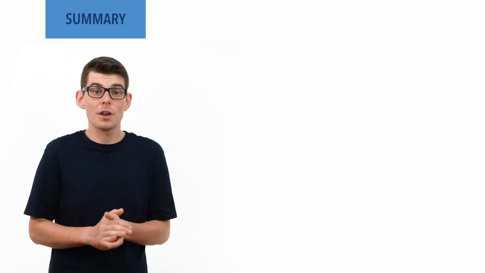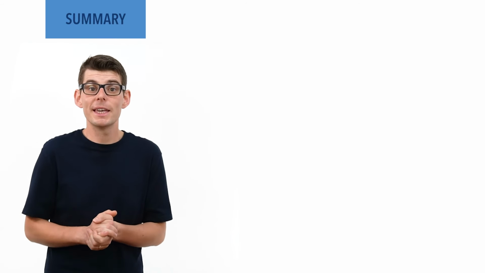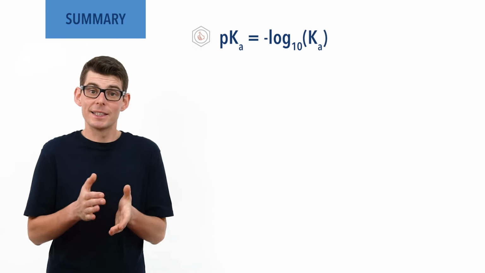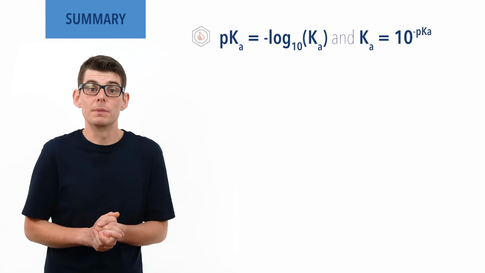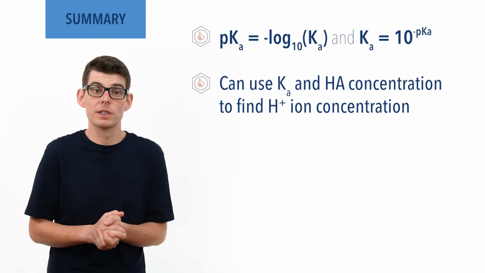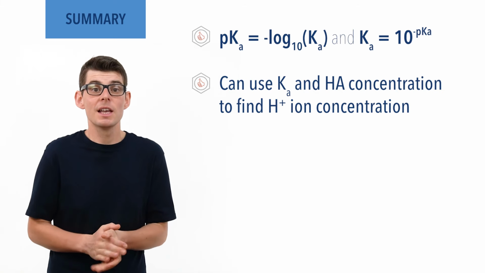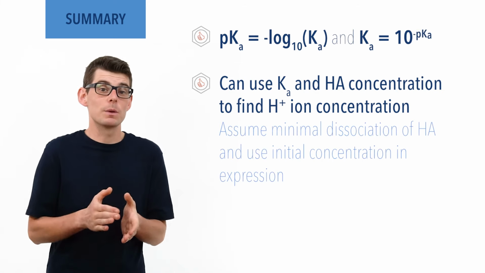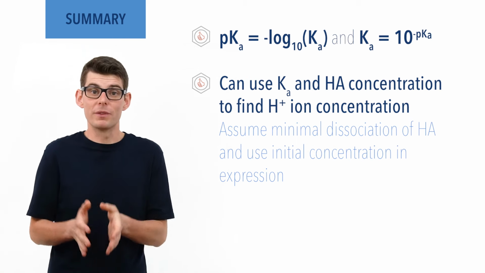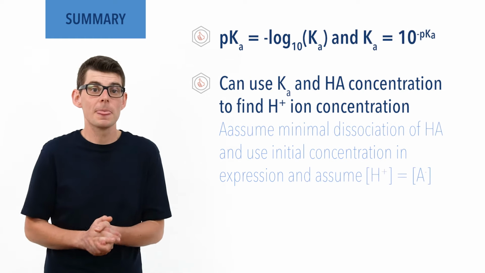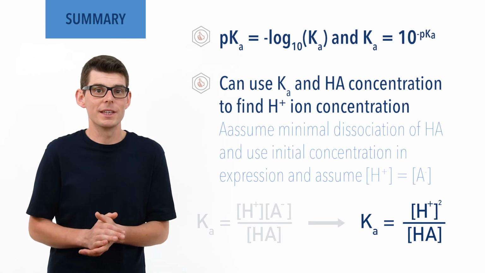To make representing larger and smaller values easier, pKa is sometimes used instead of Ka. pKa equals minus log to the base 10 Ka, and Ka equals 10 to the power minus pKa. Ka values can be used to find the concentration of H+ ions in a solution formed by a weak acid. We assume minimal dissociation of the acid, meaning initial concentration is used as equilibrium concentration in the expression for Ka. And as H+ ion concentration will be the same as A- concentration at equilibrium, Ka equals concentration of H+ squared divided by the concentration of HA.